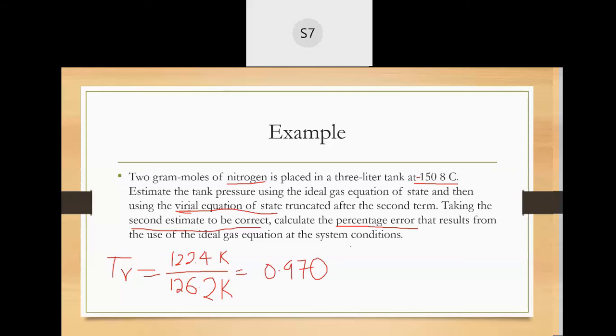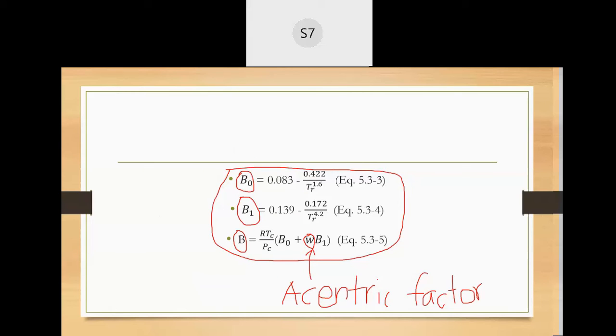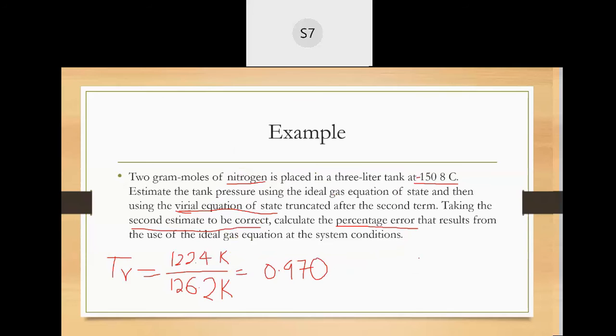Using equation 5.3, now you need to calculate this. And this one is already given, so you can calculate already to find the B initial. And you will get negative 0.36.